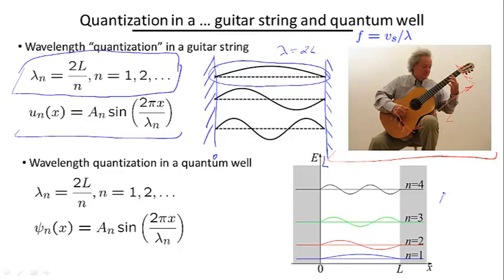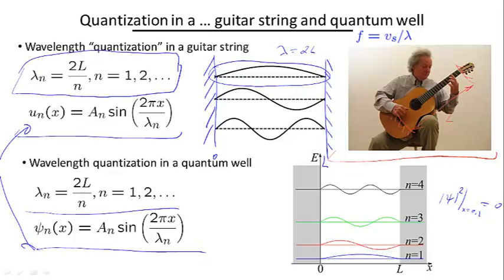Therefore, we must demand that the probability, psi squared, at x equals 0 and L is identically equal to 0, okay? In other words, psi itself is equal to 0, and this is much similar to having a node at the endpoints of this string. So if we solve this problem for the electron, which will involve actually solving the Schrödinger equation, we're going to find exactly the same wavelength, and the wave function is going to look exactly the same as the displacement of the string.